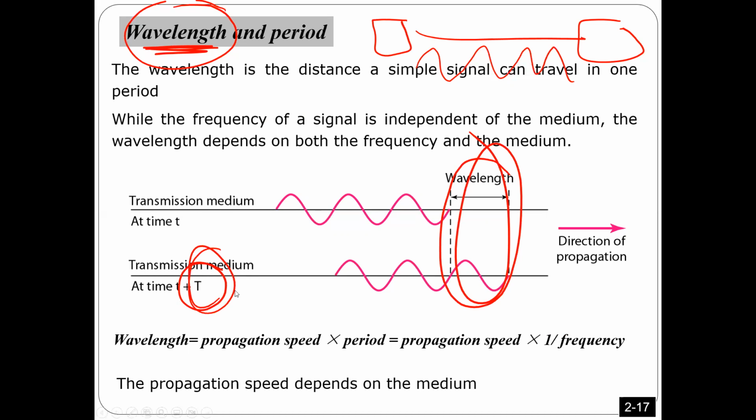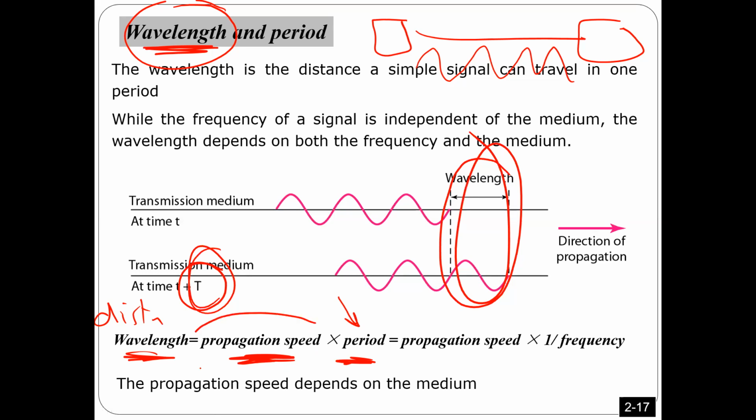Okay. So there is a very simple formula to calculate the wavelength. Wavelength means distance, and distance equals speed times time. Time here is the period. Speed times time gives you distance, right? So it's a very simple expression. Wavelength is the propagation speed times the period. And the period is 1 over frequency, as I said before.